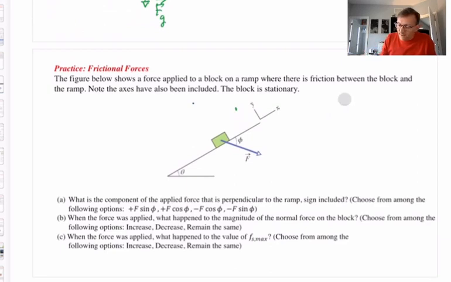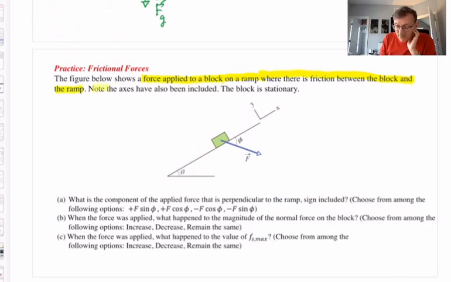All right, let me explain the situation. We know in physics, physicists love to put problems on inclined planes, as I've mentioned before, because as I've also said before, putting a problem on an inclined plane literally makes you look at a problem from a different angle, and that can be useful. So here's the scenario. This figure shows an applied force. It's applied to a block. The block is on a ramp, and there is friction between the block and the ramp.